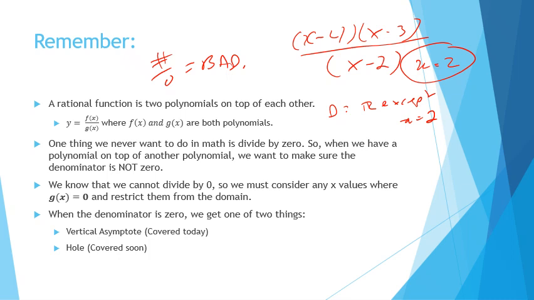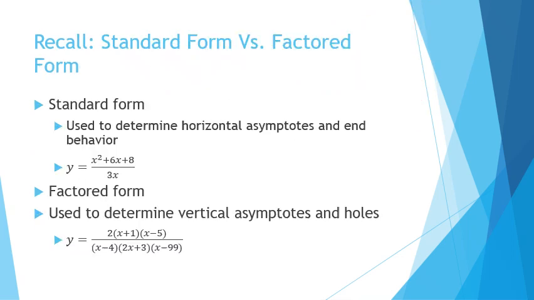However, what happens graphically to this function when x does equal 2, right? What does that look like graphically? Because do we just erase that part of the graph? What happens? And so today we're going to be learning about one of those two options, which is going to be either a vertical asymptote or a hole. And today we'll talk about vertical asymptotes.